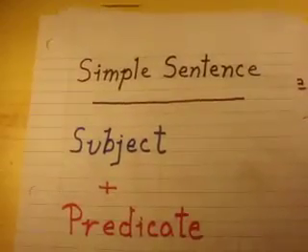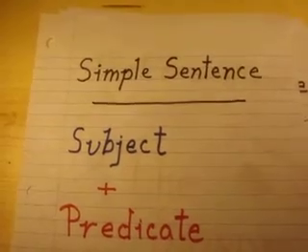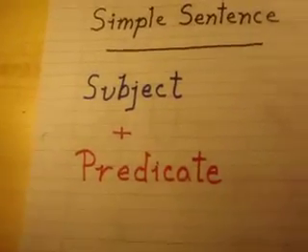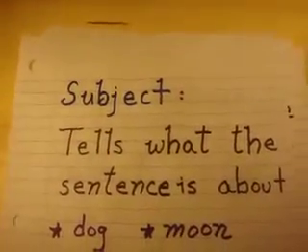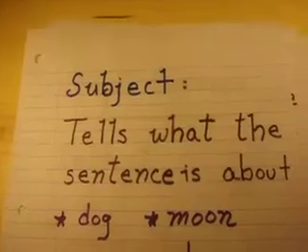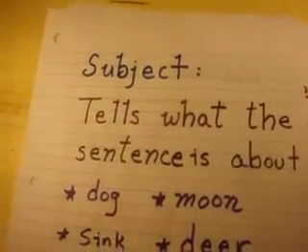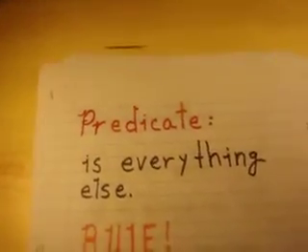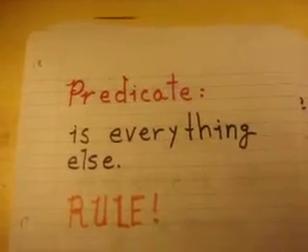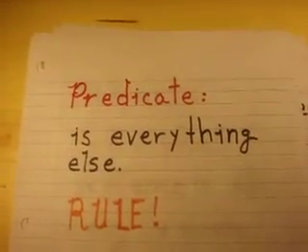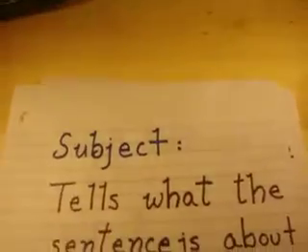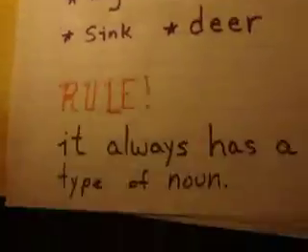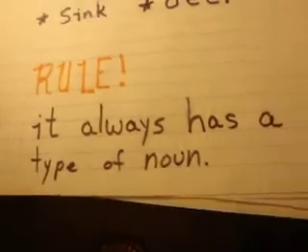Boys and girls, what does a simple sentence have to have? Yes, a subject and a predicate. What does the subject do? Correct. It tells what the sentence is about. What is a predicate? Everything else. What does a predicate always have to have? A verb. What does a subject always have to have? It always has to have a type of noun.